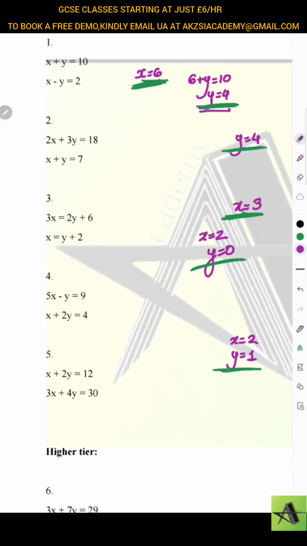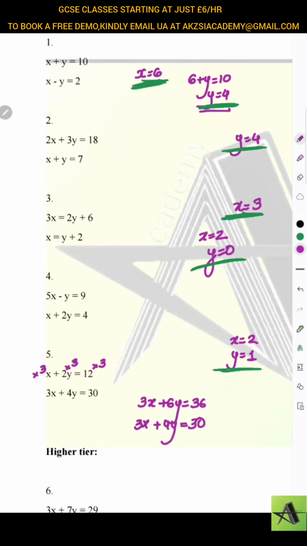The last question of the foundation tier: x plus 2y equals 12 and 3x plus 4y equals 30. Let me make x the same. For that, I'll multiply the first equation by 3. So this will give me 3x plus 6y equals 36, and the second gives me 3x plus 4y equals 30.